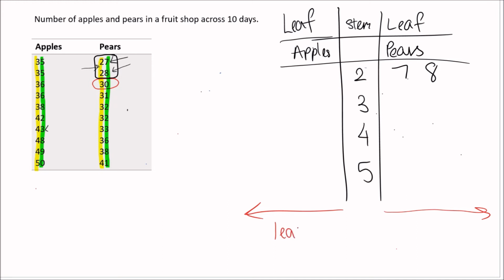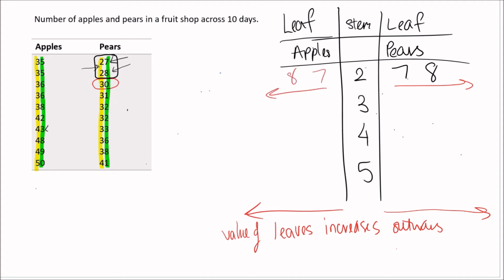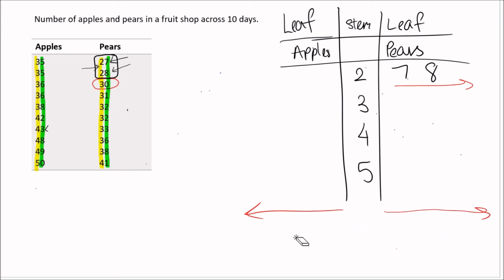So the value of leaves increases outwards. For example, if we had 7, 8, and if we also had 7, 8 in apples, we write it like that, from lowest, closer to the stem, to the highest. We don't write it as 8 and 7. Remember, lowest leaf closest to the stem.